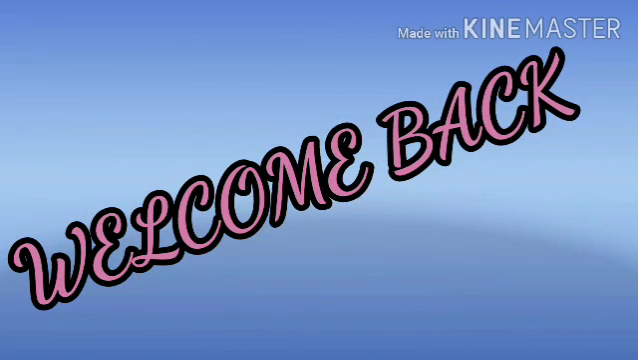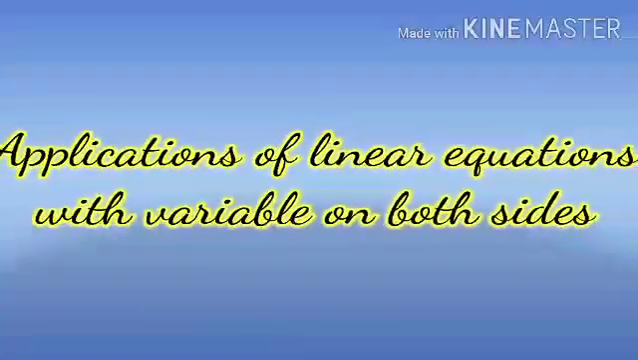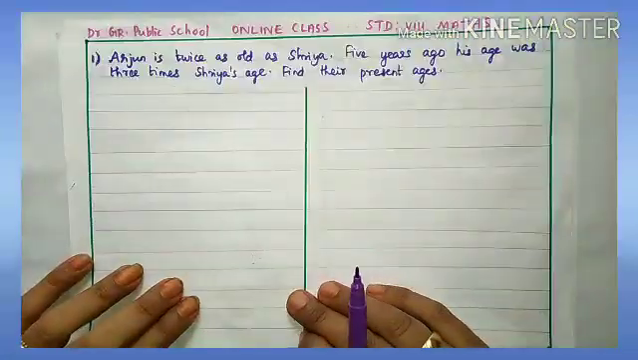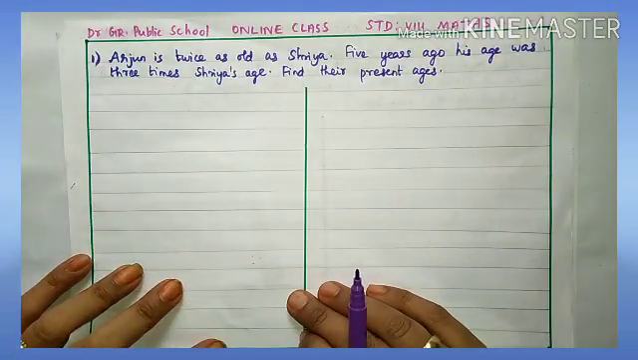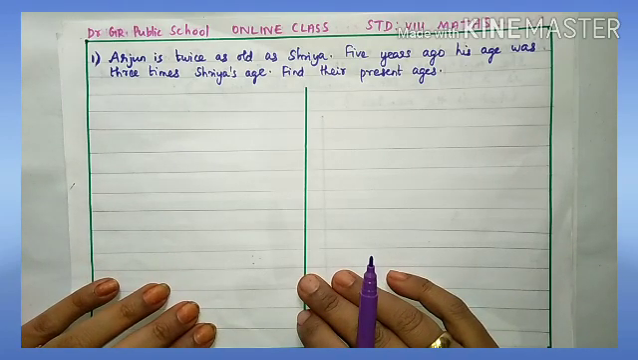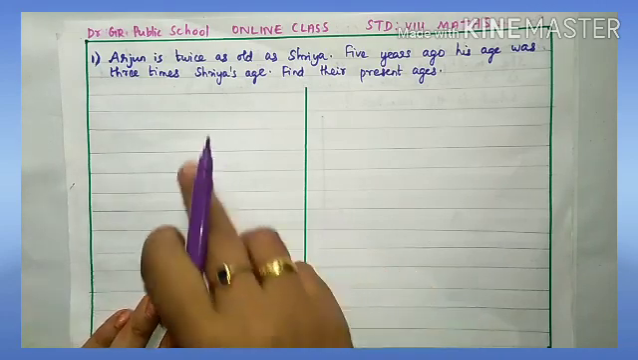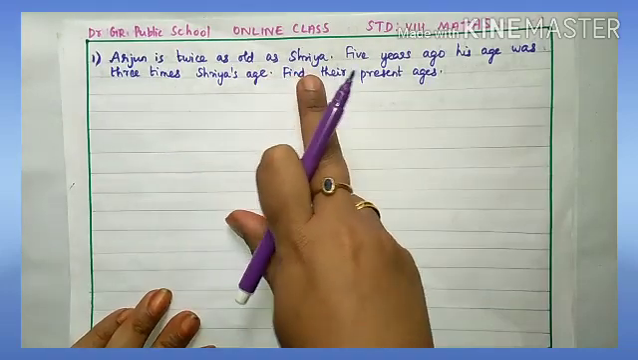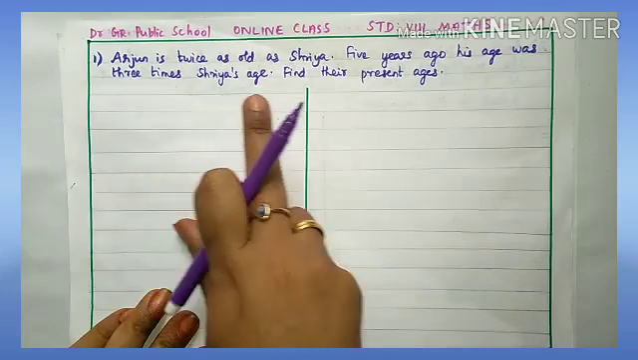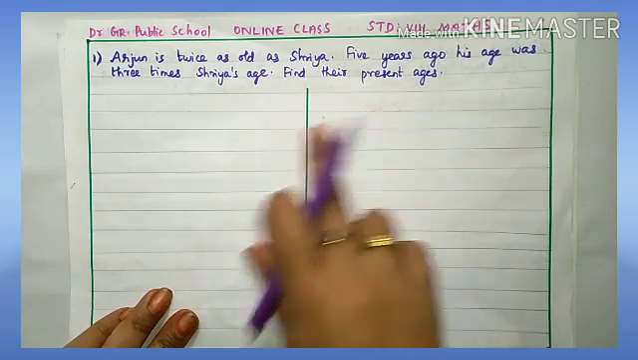Welcome back, students. Now we are going to see application of linear equations with variable on both sides. Now we are going to do some application problems related to this topic. So this is your first question. Arjun is twice as old as Shreya. 5 years ago, his age was 3 times Shreya's age. Find their present ages. You got the meaning here?